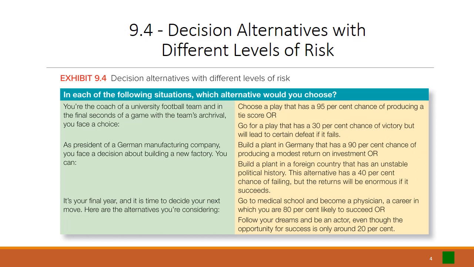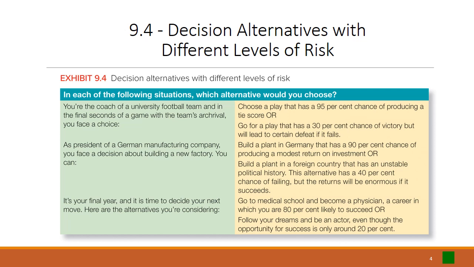It's your last year of school and it's time for you to decide your next move. Here are your alternatives. Do you go to medical school and become a physician, in a career in which you have an 80% chance of success? Or do you follow your dreams and become an actor, even though the opportunity for success is only 20%? Is that an easy decision?